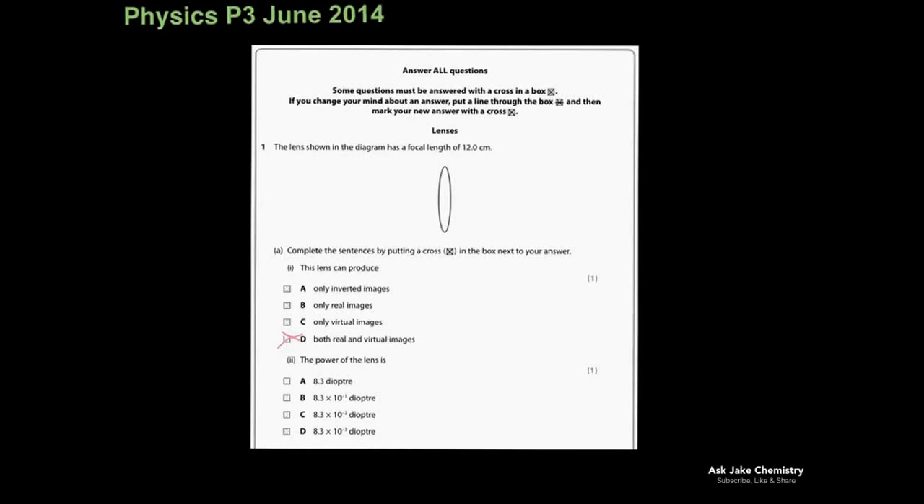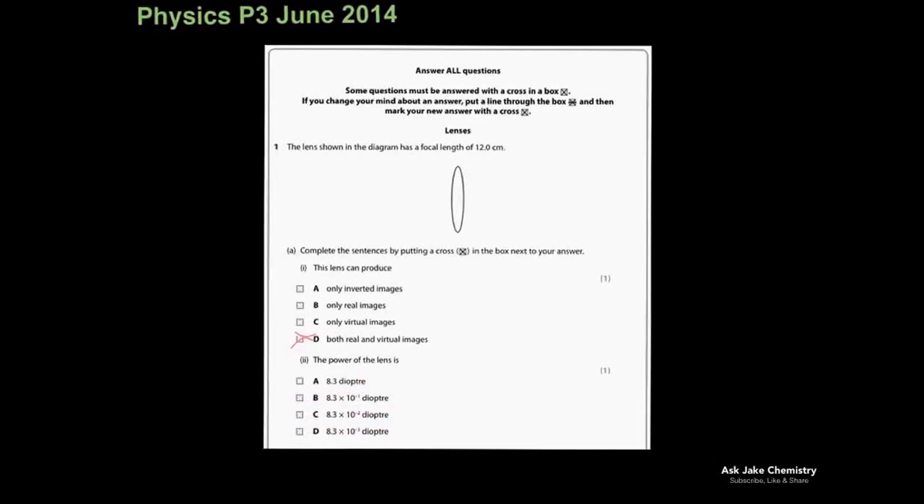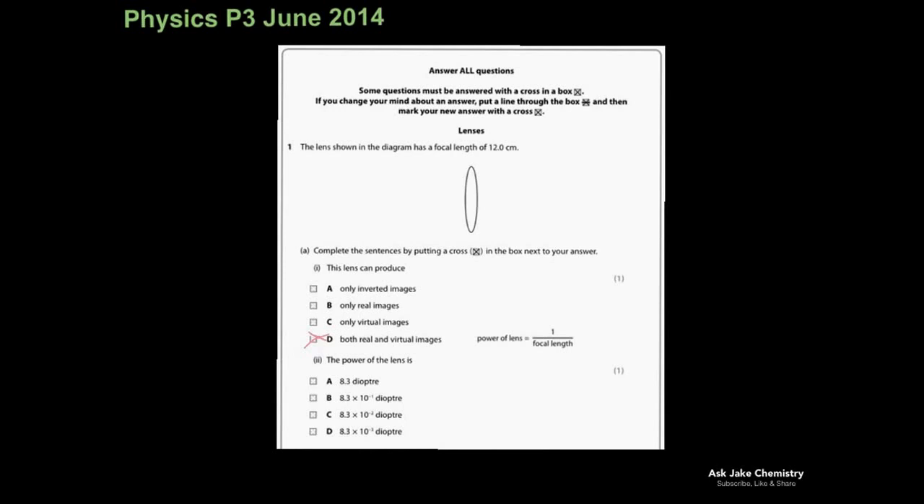Question 2. The power of the lens is, and it also gives you some questions, but you'd have to reference the first page. So let me show you that. Taking it from the other page about the formula, you would use this formula. Power of the lens equals 1 over the focal length. And it gives you here, the focal length is 12, so 1 over 12. Of course, this is in centimeters.